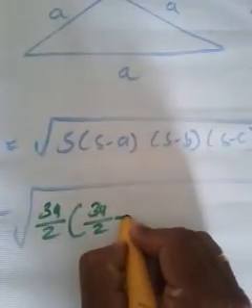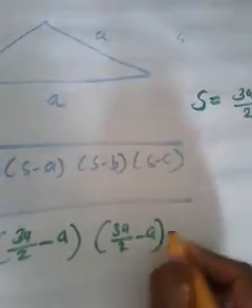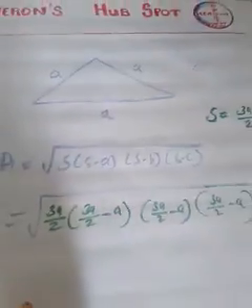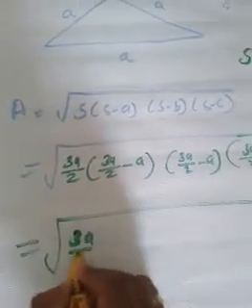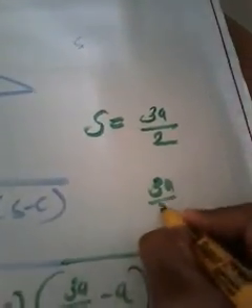So S minus A becomes 3A by 2 minus A, and S minus B becomes 3A by 2 minus A again, and S minus C becomes 3A by 2 minus A again, because all sides are in terms of A. So it becomes the square root of, you just see, 3A by 2 into, what is 3A by 2 minus A? See, 3A by 2 minus A.